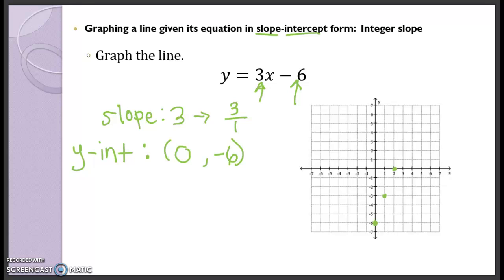Now, we could also, from this point, as long as we're producing a positive slope, we could go down 3 and to the left 1, because negative 3 over negative 1 equals a positive 3. And we can see it follows this line nicely. So what we're going to do from there is connect the points, and there's our line given its equation in slope-intercept form.